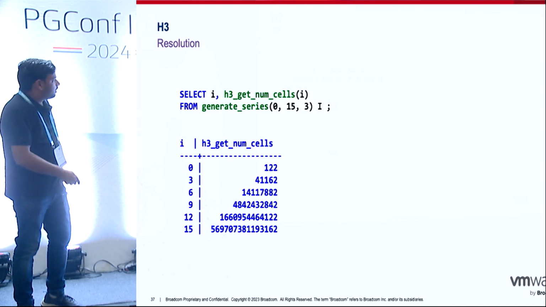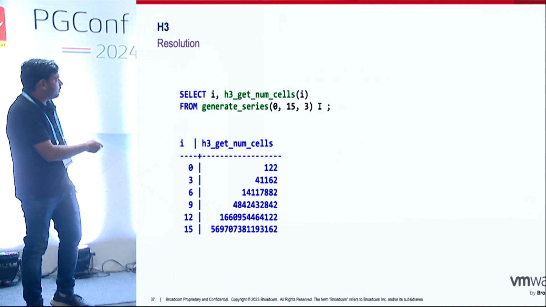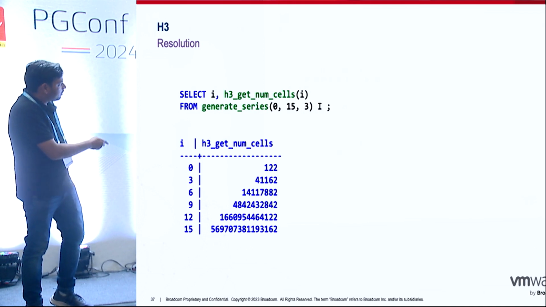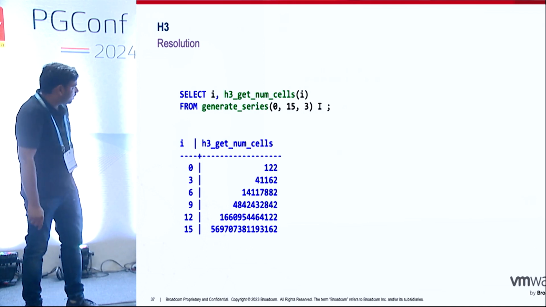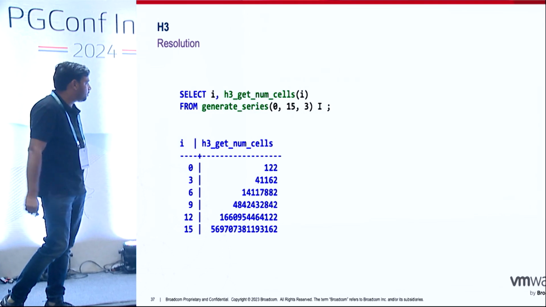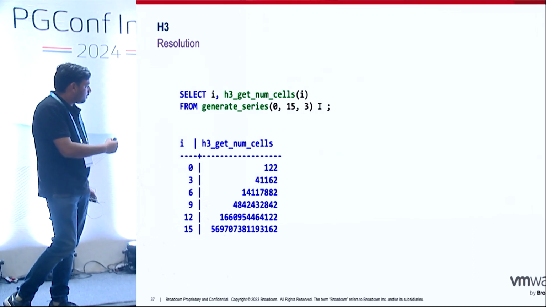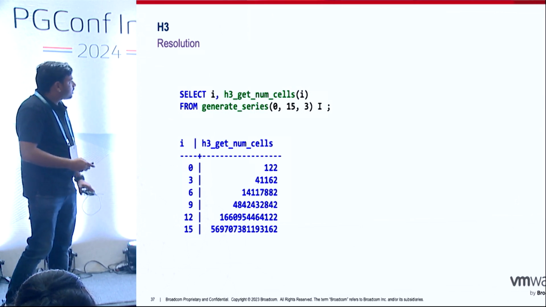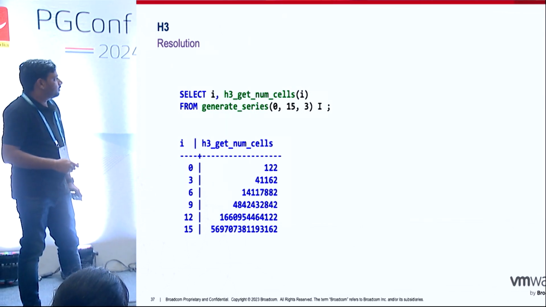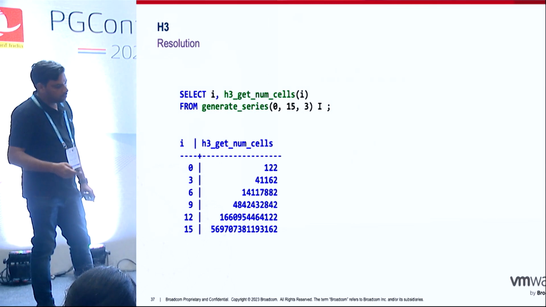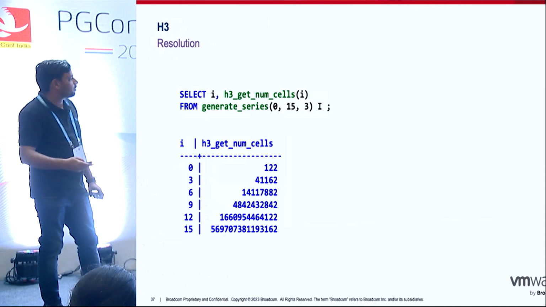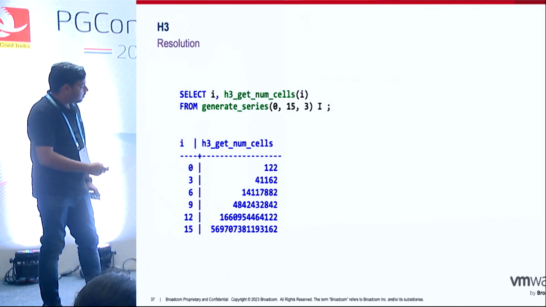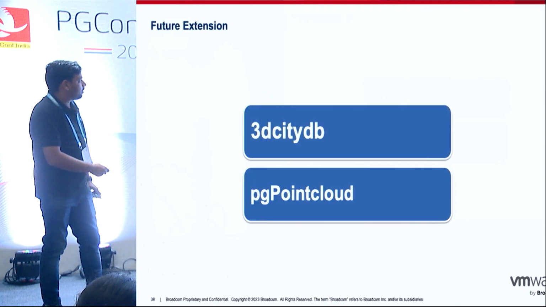So these are the different numbers of cells for each resolution. I took a difference of 3 because of the slides. At 0, we have 122 hexagons on the earth. At 15, we have 569 and some more numbers. So this way, on top of PostGIS and with S3 indexing, you can basically take advantage of it in your applications.